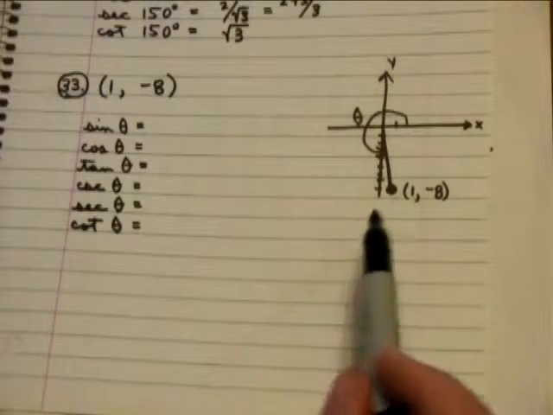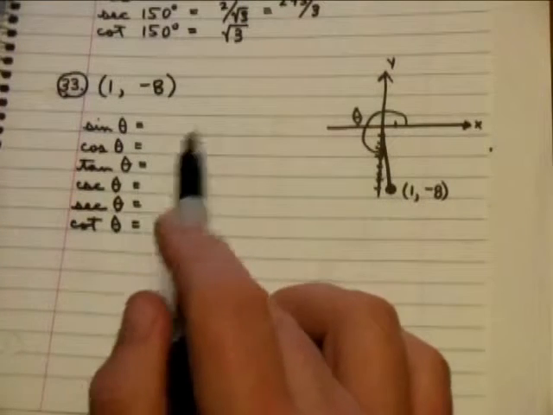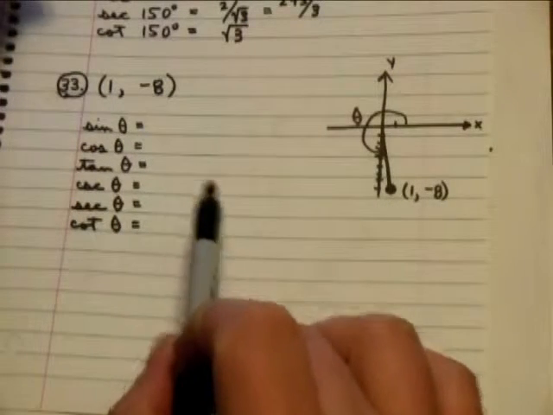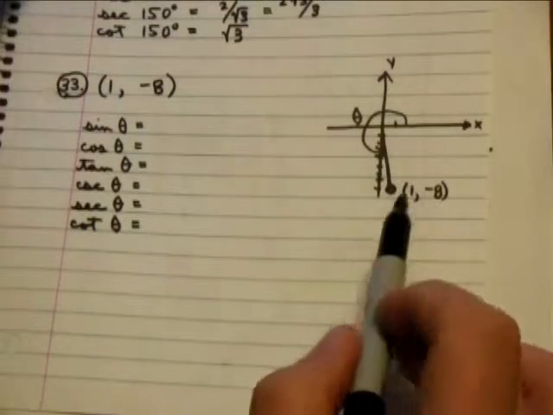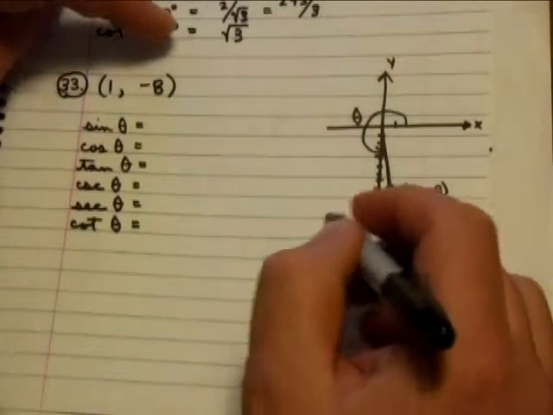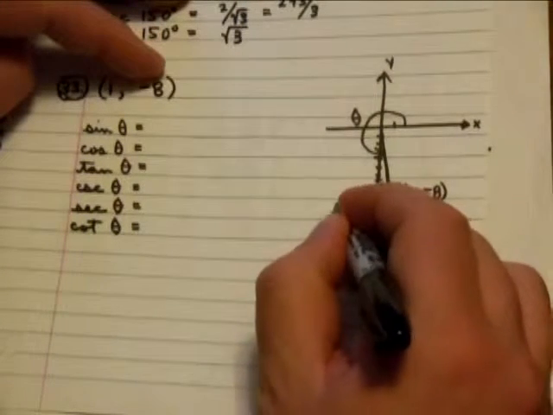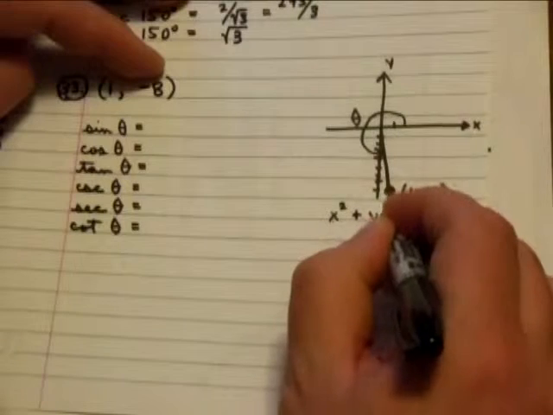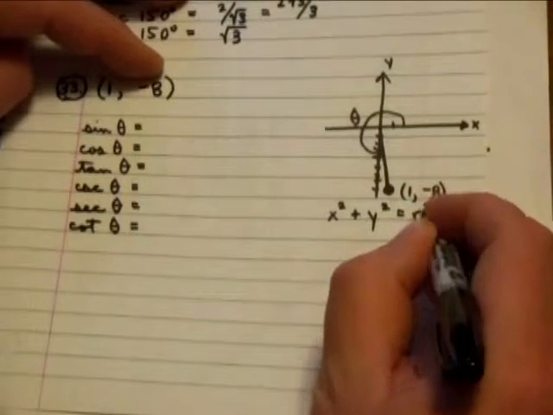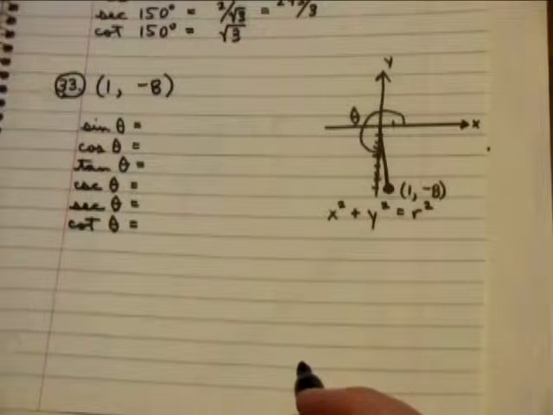Now, in this particular case, if you're wanting to use the x, y formulas that we developed earlier, you will need to calculate what the radius of such a circle would be. So in this particular case, we can use the Pythagorean theorem for that. So x squared plus y squared equals r squared. Or you may have learned it as a squared plus b squared equals c squared.